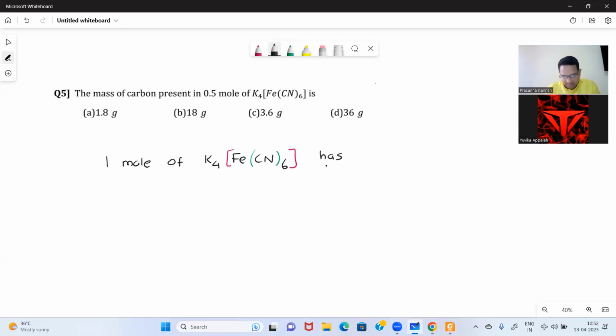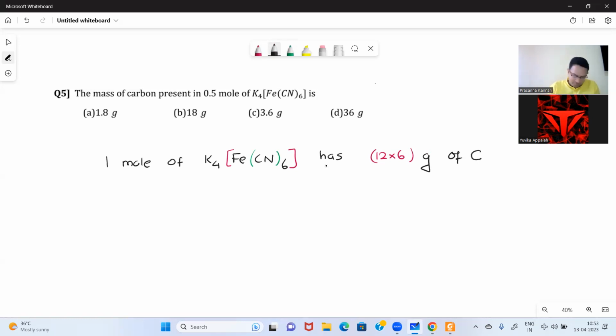Now, just by looking at this, can you tell me how much mass of carbon will be there in this? 12 into 6. Exactly. 12 into 6? 72, right? 72 grams. Are you clear, Vivek?